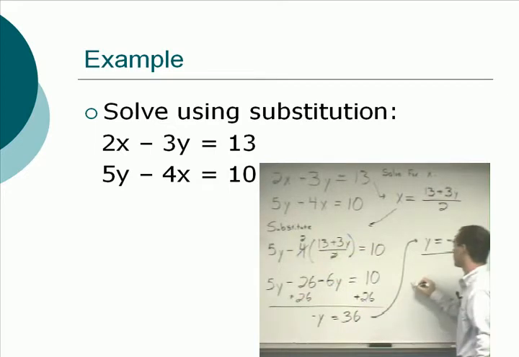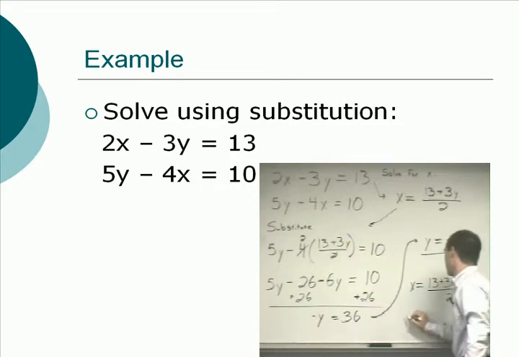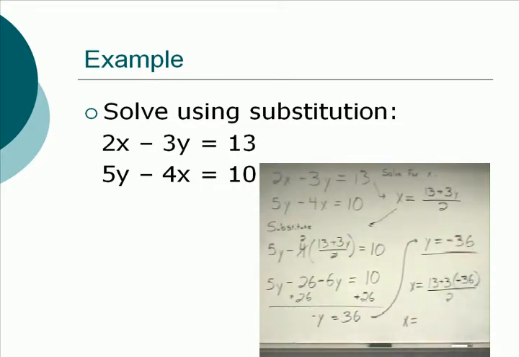So x equals 13 plus 3 times negative 36 over 2. And if you work that out, that's going to turn out to be negative what? 95 over 2, yep, negative 47 and a half. And we got our system of equations solved. Y has to be negative 36, x has to be negative 47 and a half.